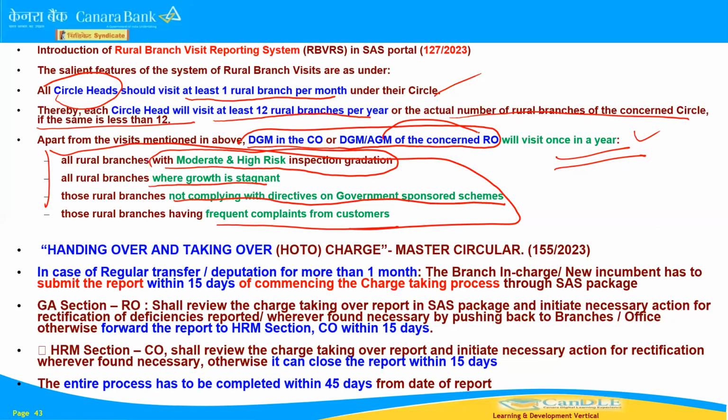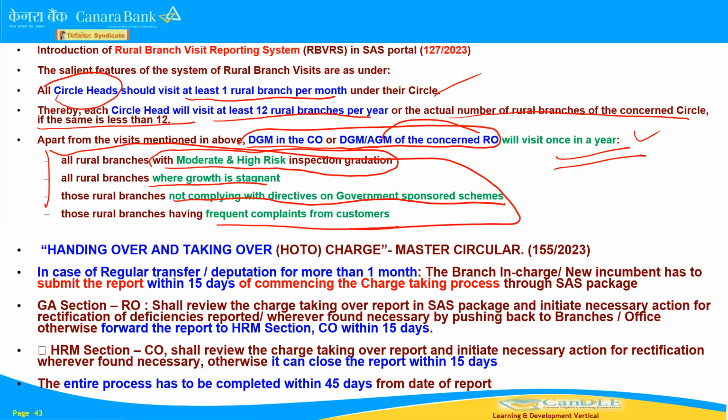In a regular transfer, if you are going to a new branch, or a deputation for more than a month, for example some manager got sick leave and went on 2 months leave and somebody is joining the branch, then the branch in charge or the newly deputed person has to submit a report within 15 days of taking charge. Once you take charge, within 15 days you have to report in SAS what is available, what is not available. Simple. That is the guideline of HOTO, handing over, taking over.